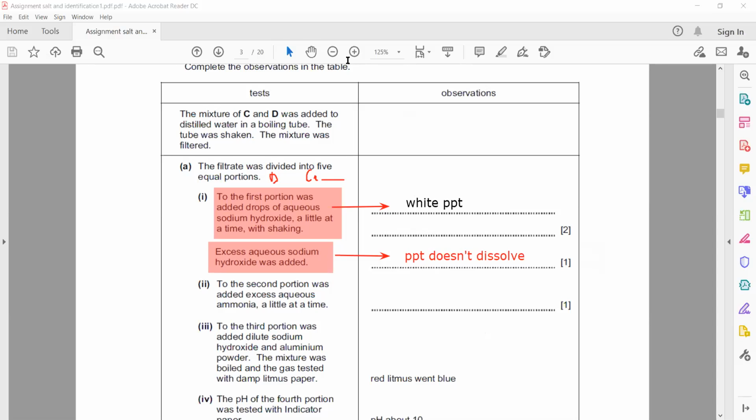To the second portion, we add aqueous ammonia. If a compound contains calcium and we add aqueous ammonia, what do we observe? No reaction is the right answer. Again, this is related to memorization. If you add aqueous ammonia to the calcium compound, there is no reaction or no visible change. Is it clear to everyone?